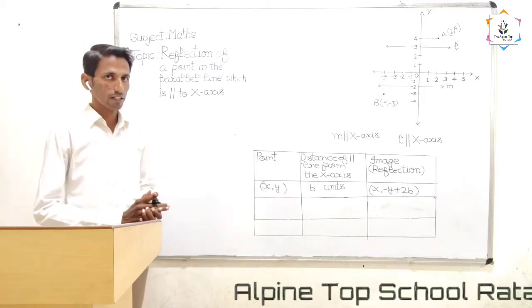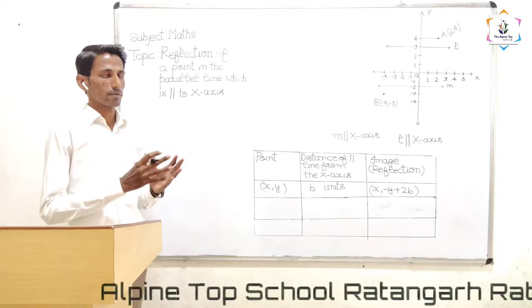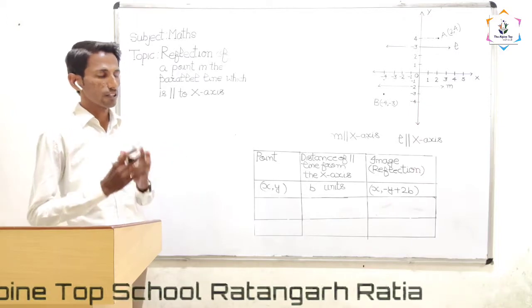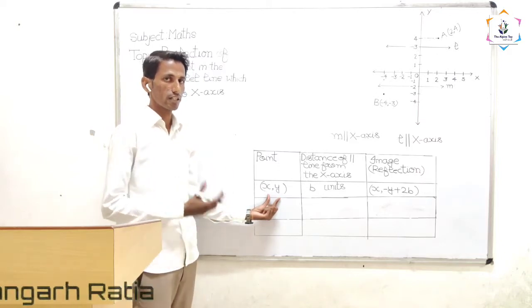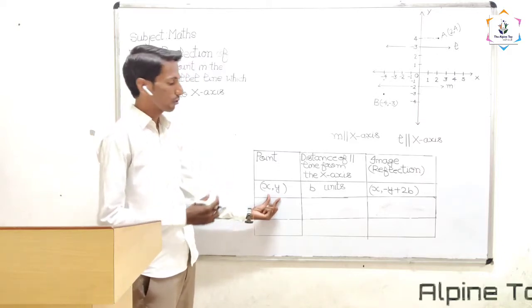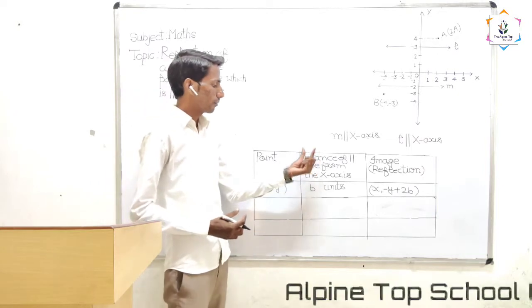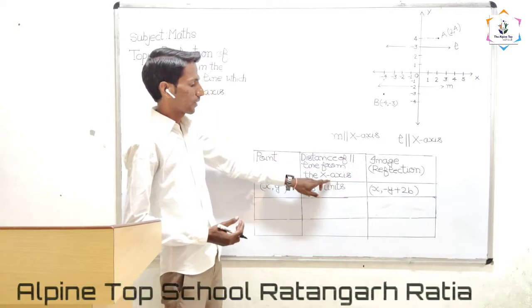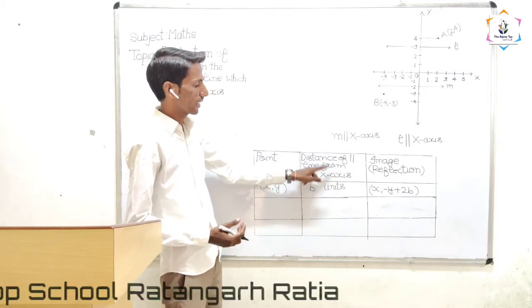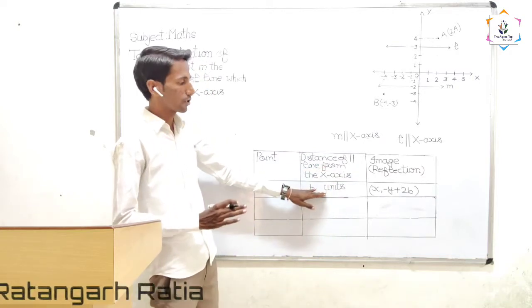Students, when we are going to find the reflection of a point in a line which is parallel to the x-axis, which things do we have to remember? Firstly, we require a point whose coordinates, abscissa and ordinate, we must know, and second, we must know the distance of that particular line, which is parallel to the x-axis, from the x-axis.